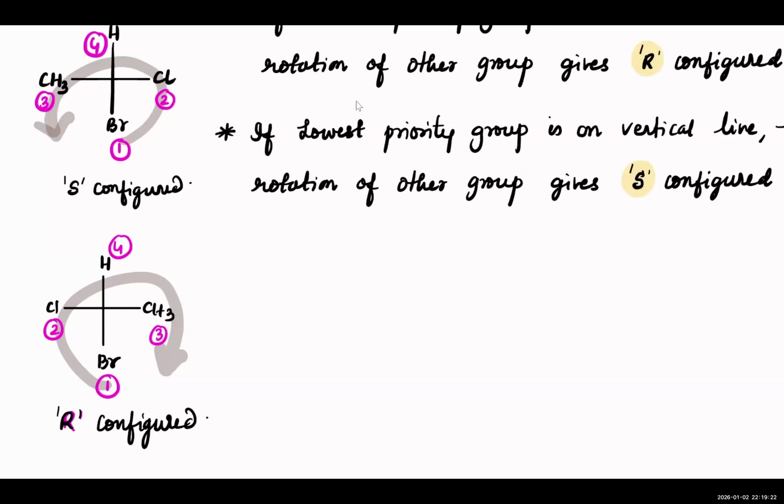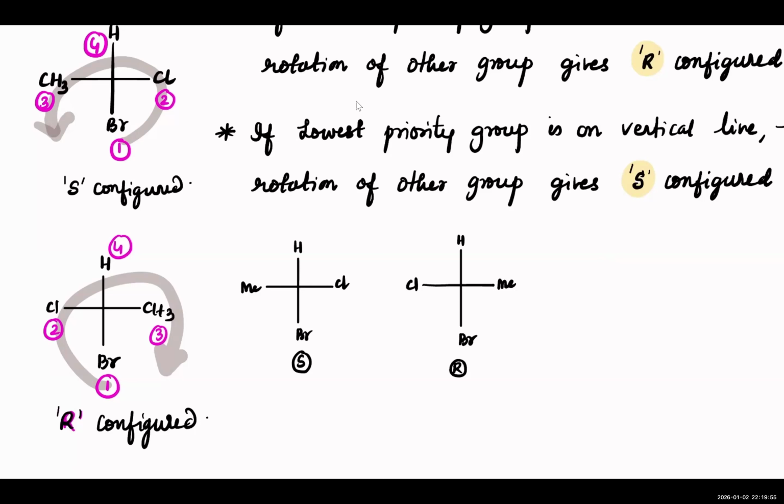Please check it out. In this case, this was the structure: hydrogen, chlorine, bromine, and methyl. The other structure was like this. This we learned as S configured. And then we have chlorine here, methyl here, and bromine here. Correct? This I said is R configured.